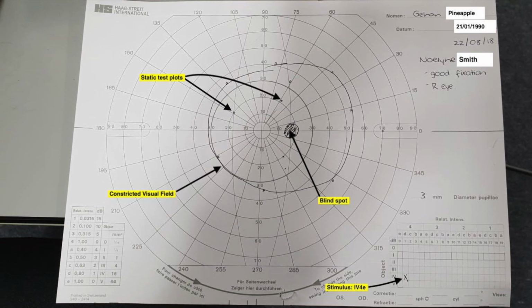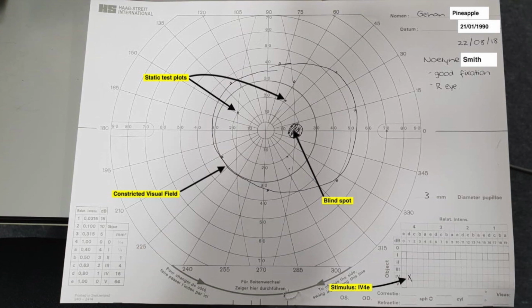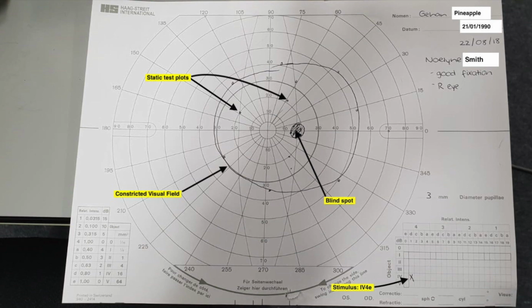The static test is an optional test to be done at the end of the kinetic Goldmann visual field test. This is to check the quadrants of the marked visual field to see if anything is missed.